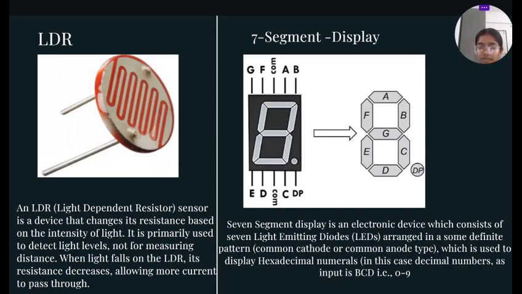Next is the 7 segment display. A 7 segment display is a type of electronic device that displays results from 0 to 9. It consists of 7 light emitting diodes arranged in a defined pattern A, B, C, D, E, F, G, and is of common cathode or common anode type, which is used to display a decimal number from 0 to 9.